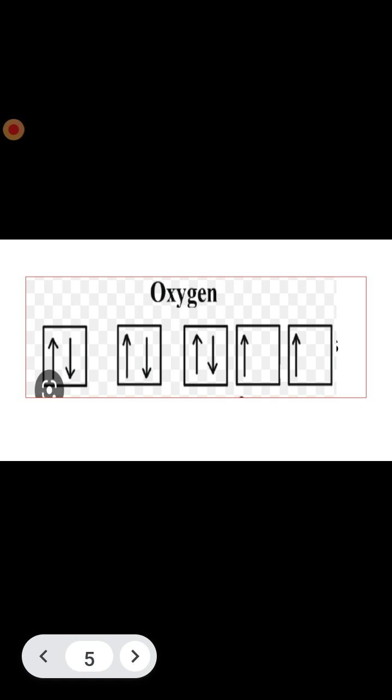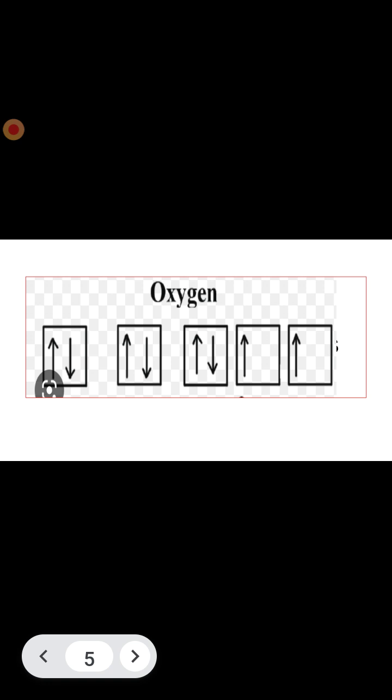So, consider the fourth electron entering into the 2p orbital. We have two spins, that is spin up and spin down, plus half and minus half. The fourth electron could have plus half spin or minus half spin, but the fourth electron entering the 2p orbital will essentially be minus half. This is because of Pauli's exclusion principle.